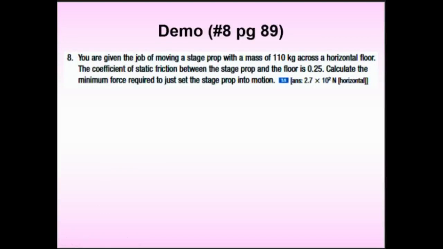So you are given the job of moving a stage prop, as far as you're concerned, a box, with a mass of 110 kilograms across a horizontal floor. The coefficient of static friction between the base of the prop and the floor itself is 0.25. Calculate the minimum force that you have to give, which is another way of saying the maximum force of static friction that the surface is willing or able to give against you.